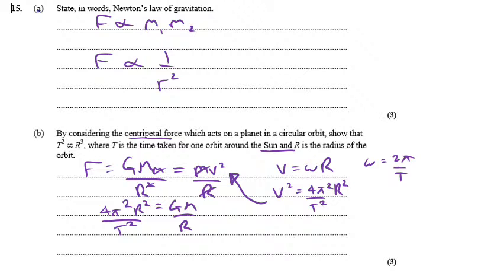Now if I cross multiply by T squared and cross multiply by r and divide by GM, I end up with an expression T squared is equal to 4 pi squared r cubed divided by GM, and therefore I can say that T squared is proportional to r cubed, which is what the question asked us to show.